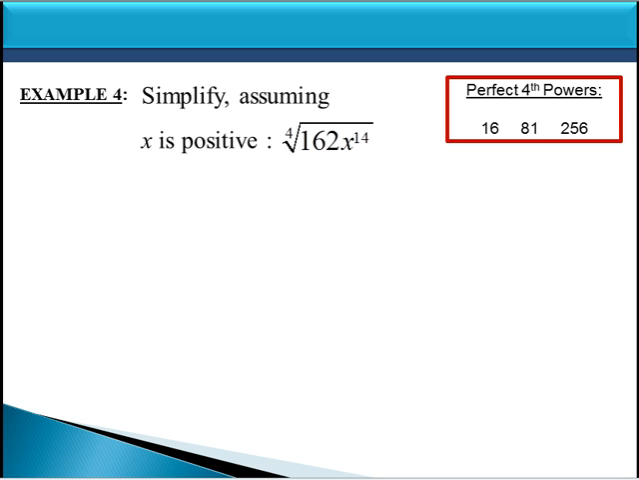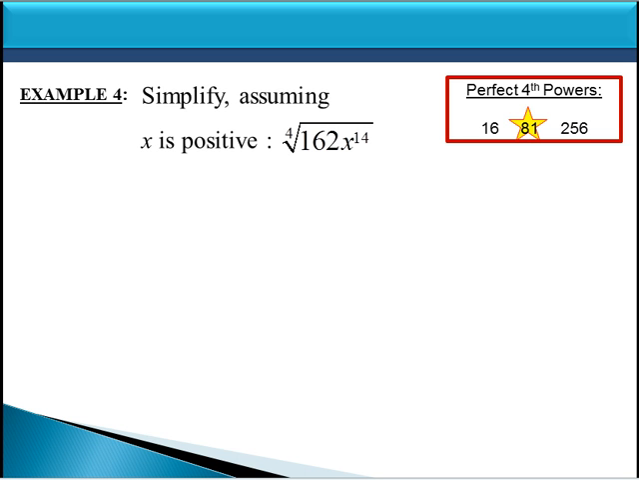So remember, we're looking for perfect 4th powers, because this is a 4th root, that are factors of 162. So if you divide 162 by 16, you'll see that it does not go in evenly, so that's not a factor. However, 81 goes into 162 2 times, so it is a perfect 4th power that's a factor of 162. And of course, 256 is larger than 162, so we don't even need to consider that number. So what we're going to do here is factor out the perfect 4th power of 81 from this radicand.